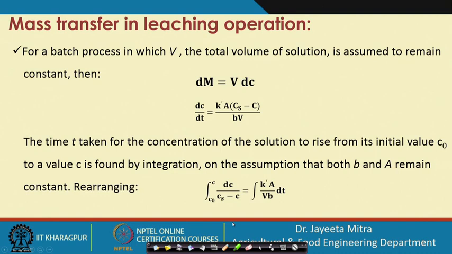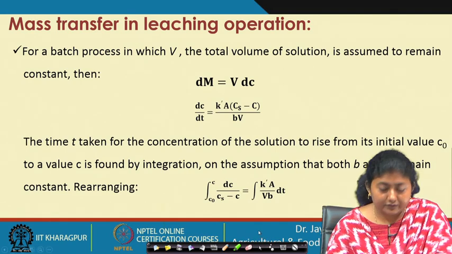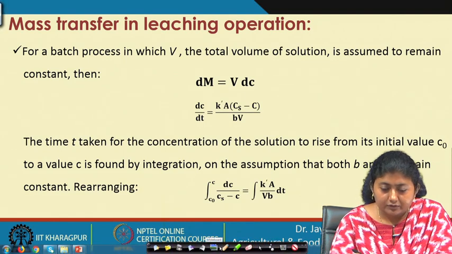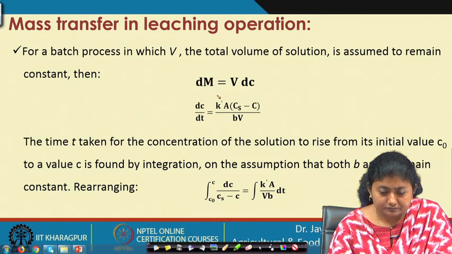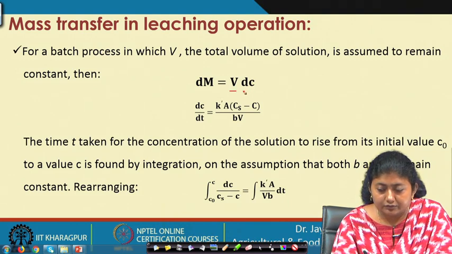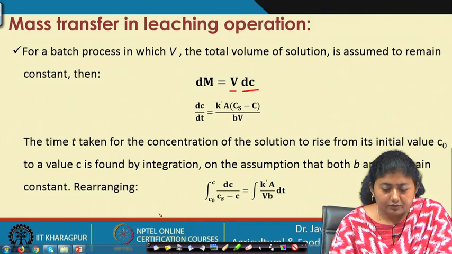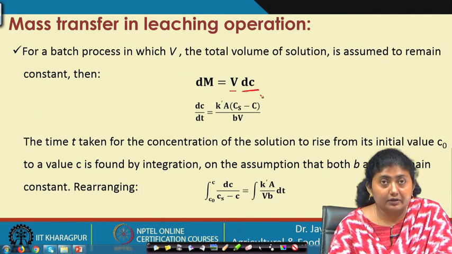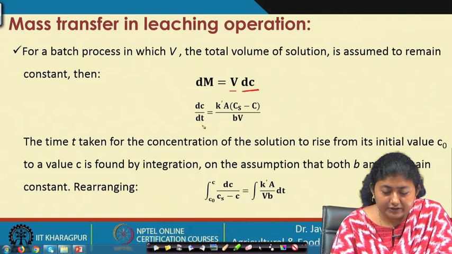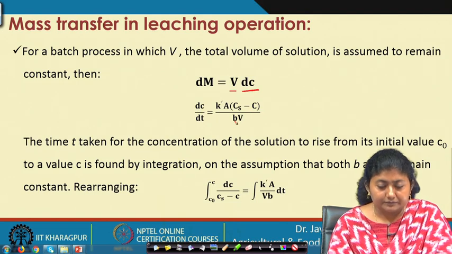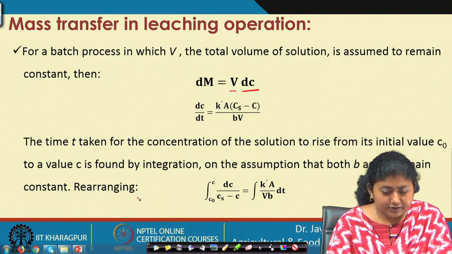For a batch process in which V, the total volume of solution, is assumed to remain constant, we can write the mass that will be transferred as the volume V of the solution times dC. That is the concentration gradient. Concentration we generally express in kg per meter cube. So ultimately we can get the change in the mass: dC by dt is equal to k dash into A into (Cs minus C) by B into V. So, this is the concentration gradient.